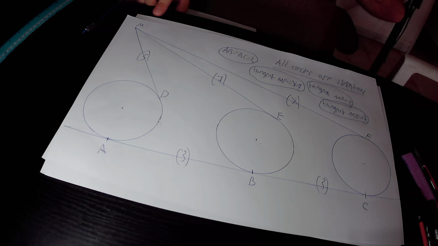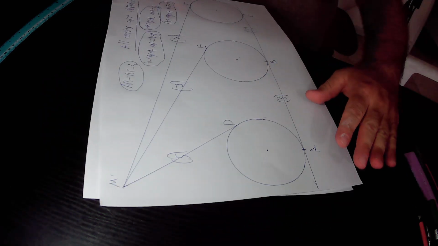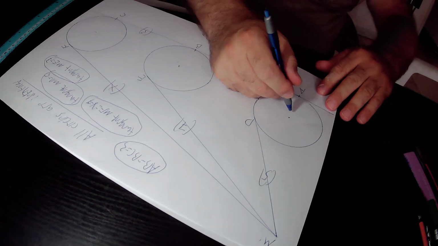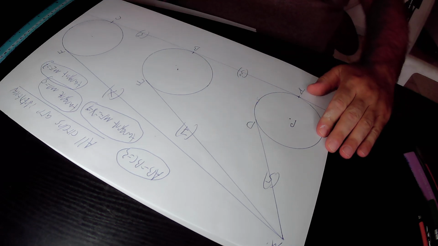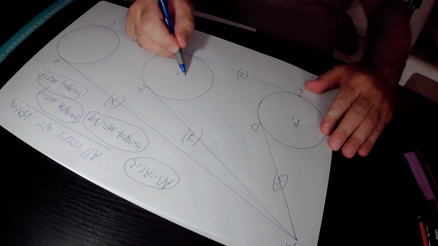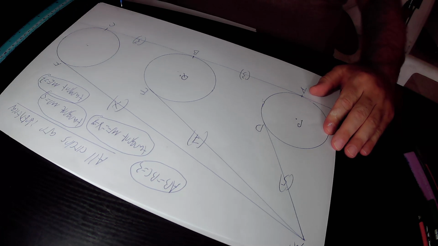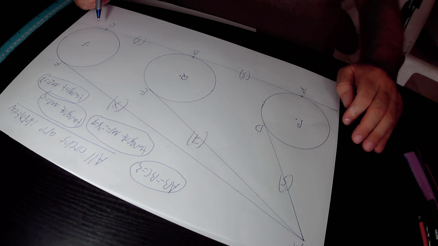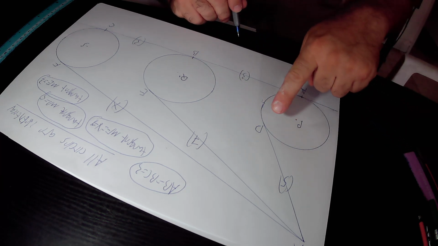So first of all, we define the center of this circle, this point P. We define the center of this middle circle, this point is point Q. And finally, we define the center of this circle, this point is point S. And we join points P and D together by a straight line. Point D is the point of tangency of tangent MD with this circle.